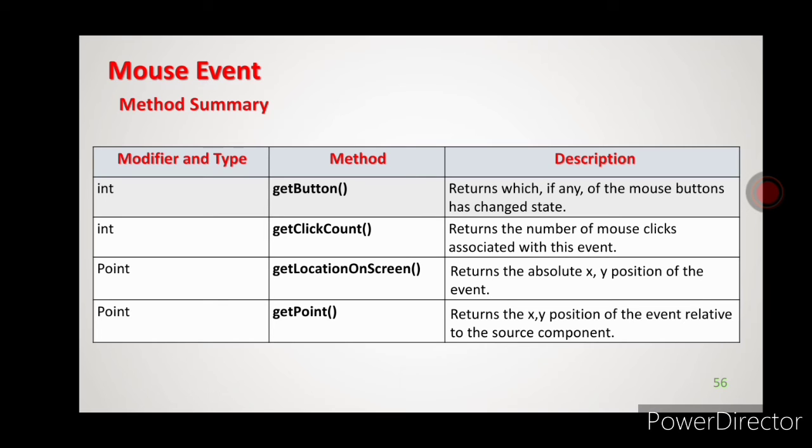Next is getClickCount. When a mouse event is generated, how many mouse clicks is that event associated with? How many mouse clicks we have done to generate this event, that many number it will return. getClickCount means how many mouse clicks we have done in this event, that it will return.